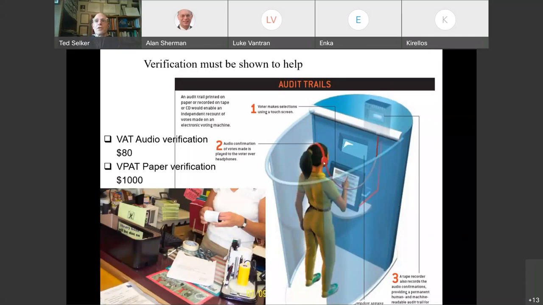So instead of having a paper trail that you look at, I had a system where it would speak it. And what I liked about my system was that it was a cassette tape recorder that had voice activation. So when you voted for Schwarzenegger instead of Smith, it sounds very different in your ear than Smith. So you can hear the difference.